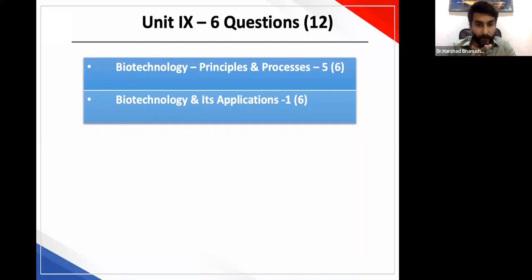Only 6 questions came from it, and 5 of them came from the principles and processes chapter. A single question came from the applications chapter. If you compare it with last year, biotech and its applications had 6 questions from that particular chapter. It was not a great distribution. Thankfully, this year it has been corrected.